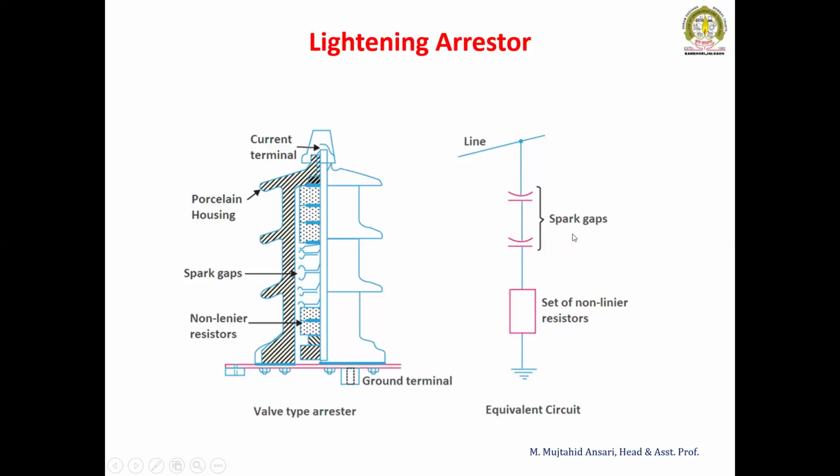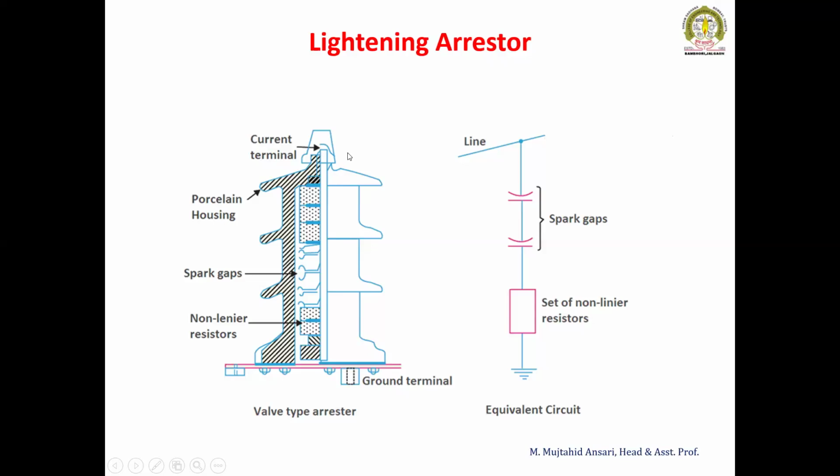It consists of a spark gap, meaning there is a gap between the line and the ground. So this is the spark gap. This is the complete assembly of the lightning arrestor. This is the porcelain part, which is similar to suspension type line insulators. Ceramic coatings or ceramic housings are there. In between, this is the porcelain housing.